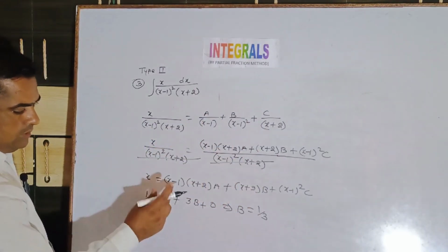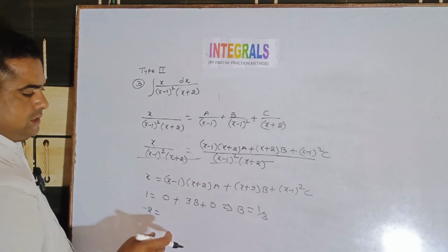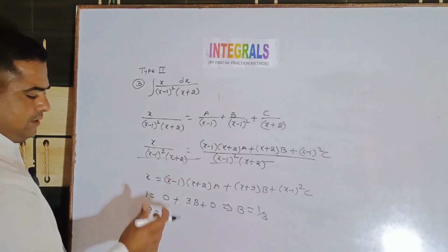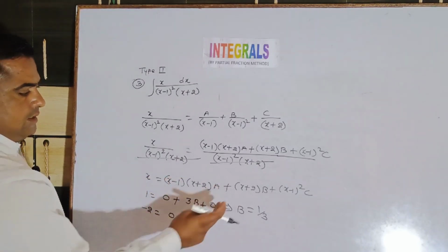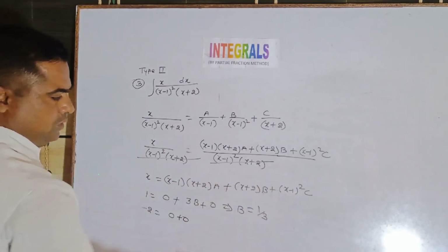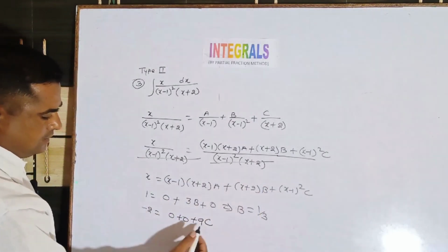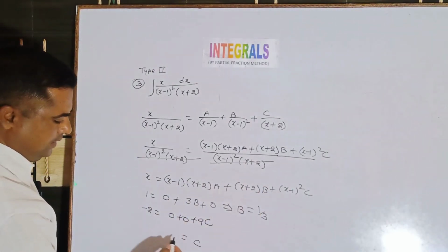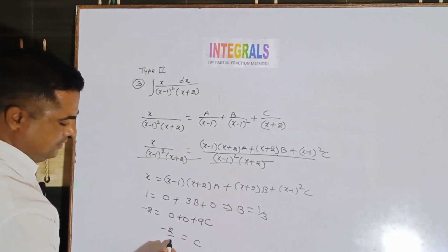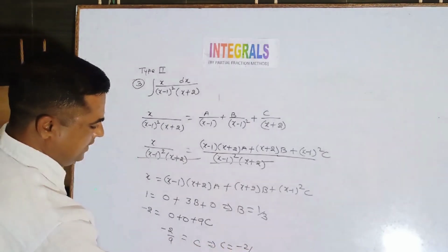Minus 2 is equals to minus 2 minus 1. This is minus 3. Minus 2 plus 2 will be 0. So this whole part will be 0. Correct? Minus 2 minus 1 is minus 3, whole square will be 9 c. The value of c will be minus 2 by 9. Or you can write here c equals to minus 2 by 9.